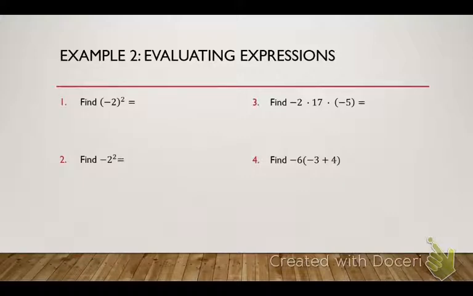What's very important for you to realize is when there's parentheses, it means that it is that exact number repeated. Okay? So because there's parentheses on number 1, that means negative 2 times negative 2. Remember, exponent just tells me how many times I'm multiplying the base by itself. So that equals positive 4.